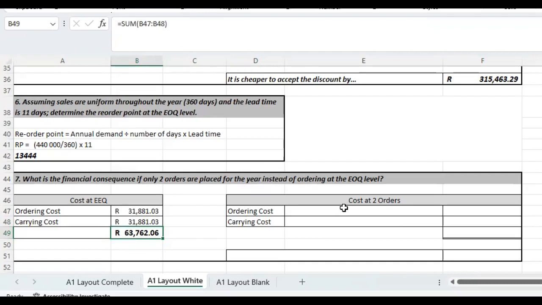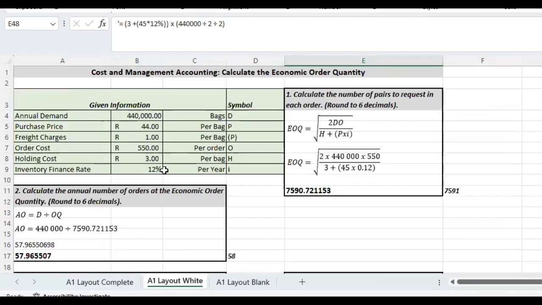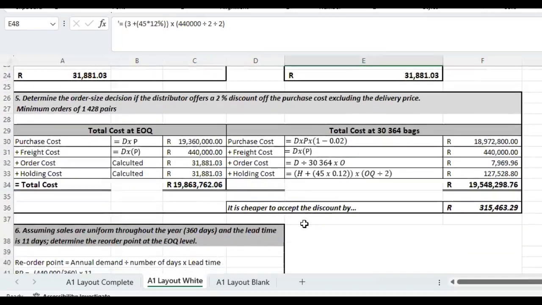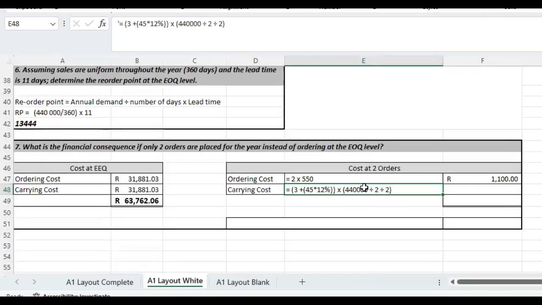But in the case of the 2 orders, if we're only placing 2 orders at 550 Rand, then needless to say, it will be very cheap. But we can expect a way more expensive carrying cost, because our holding cost is 3 Rand per unit plus 45 Rand the purchase price multiplied by 12%, which is, remember, our inventory financing rate. And then we're going to multiply that with our annual demand divided by 2 for the 2 orders and divided by 2 to get the average.